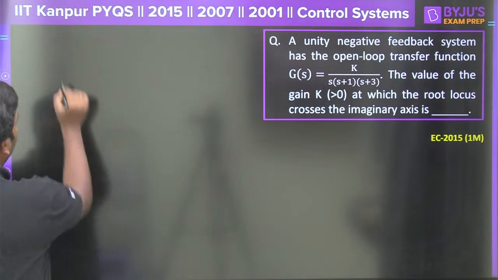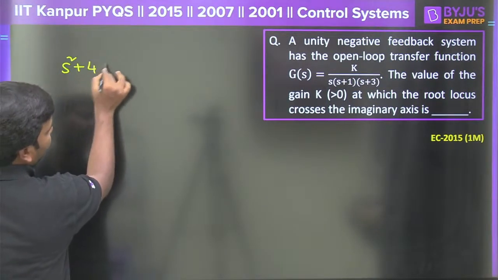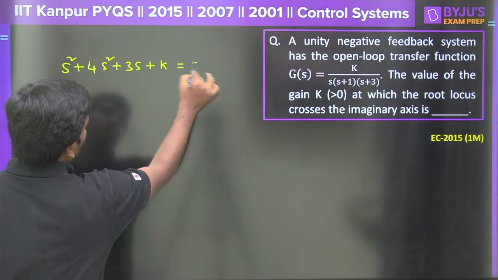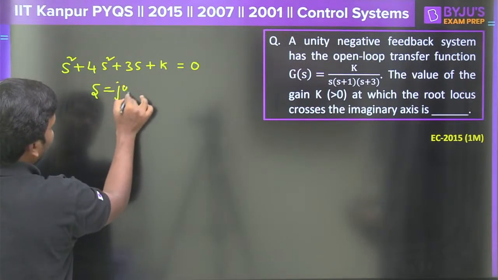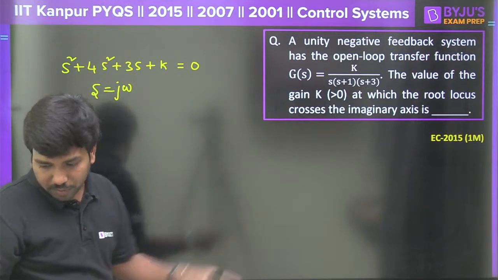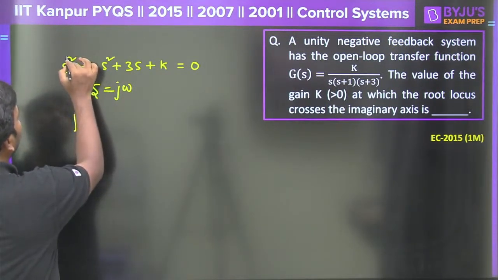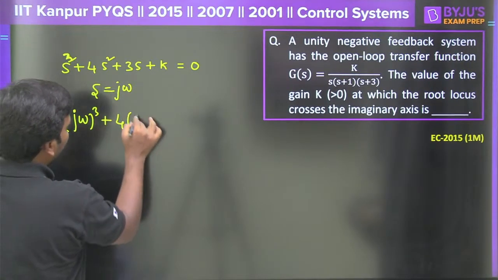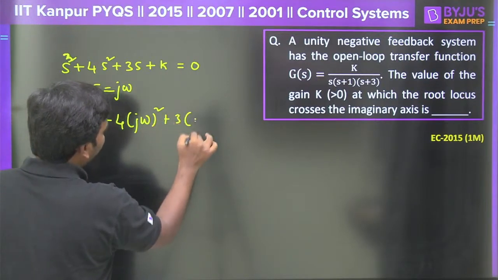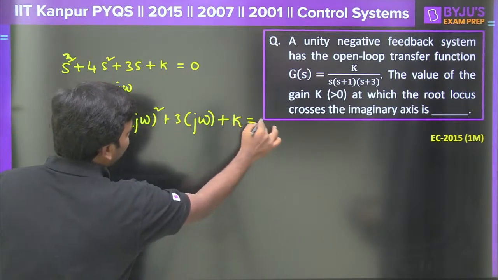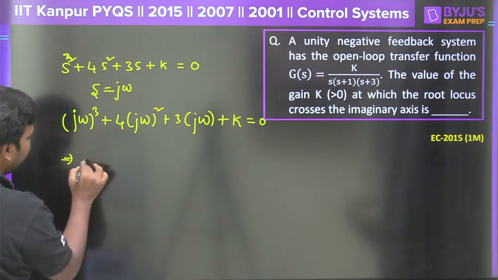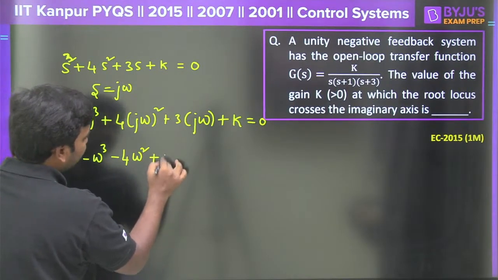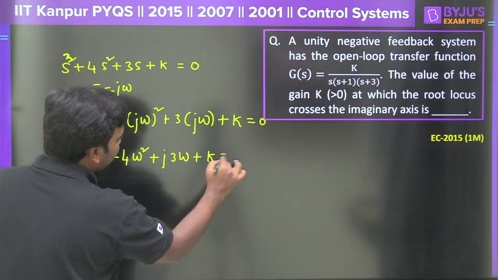Right. So s cube plus 4s square plus 3s plus k equal to 0. And I am saying that s must be equal to j omega here, because if it cuts the j omega axis, s should be equal to j omega. I think many students have answered this. So j omega whole cube plus 4 into j omega whole square plus 3 into j omega plus k. I think one or two students did this extremely fast. I appreciate those guys. Minus j omega cube, minus 4 omega square, plus j into 3 omega, plus k, that must be equal to 0, right?